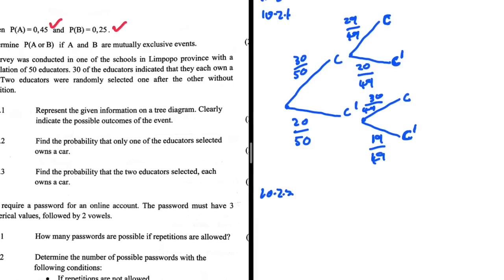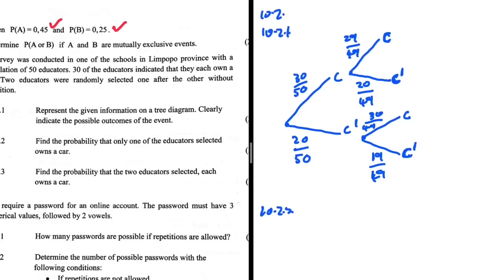10.2.2, find the probability that only one of the educators selected owns a car. Okay, so let's take a look at these outcomes. This outcome here is car, both teachers have a car. And then the outcome here is one teacher has a car, the other one does not. Here, the first teacher does not have a car, the second one has. And here, lastly, they both don't have cars.